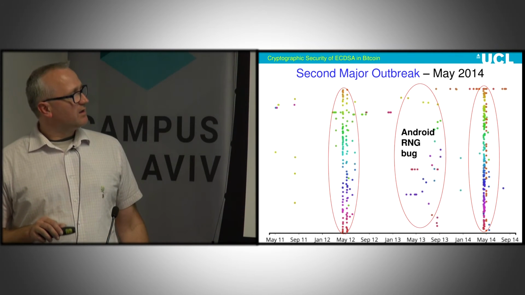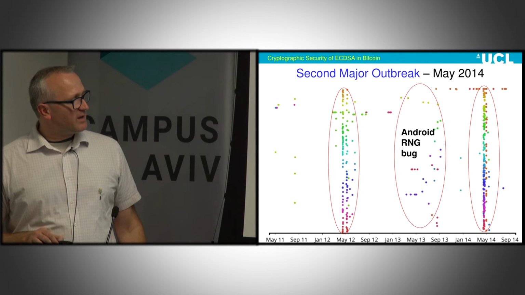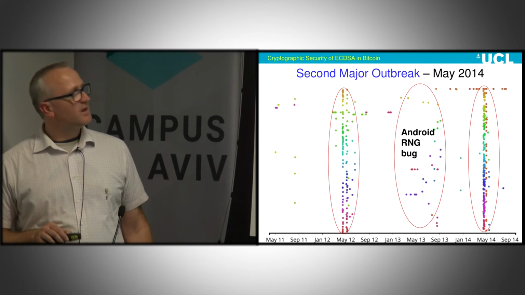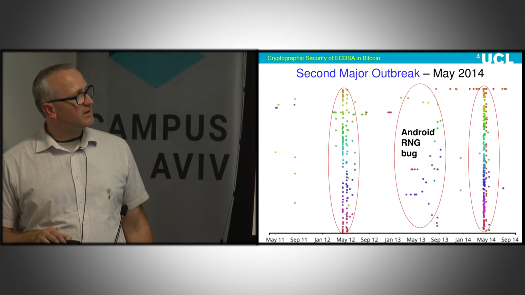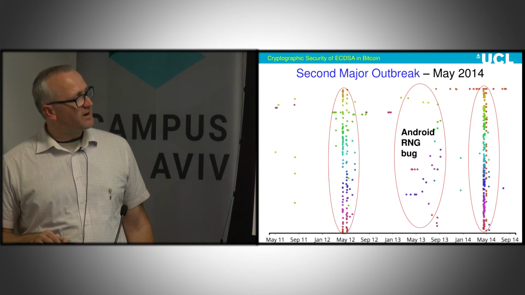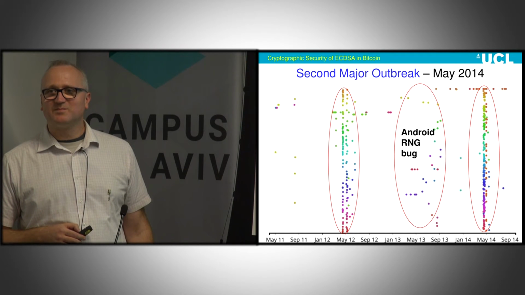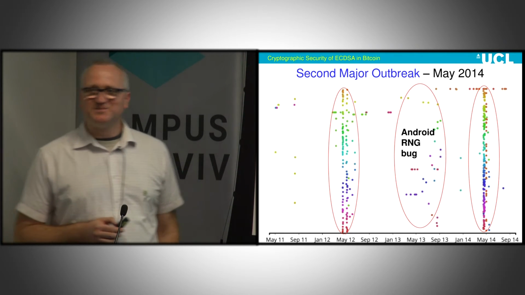There was one outbreak in May 2012. I don't know what bug it was. The Android bug was in like May 2013, lasted for longer, has been fixed. There was another major outbreak in May 2014. So May is a bad month for Bitcoin. Interestingly. What do you show here?